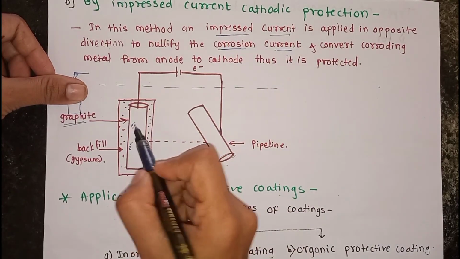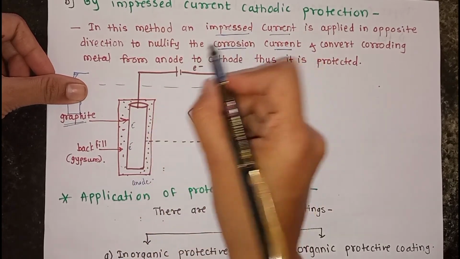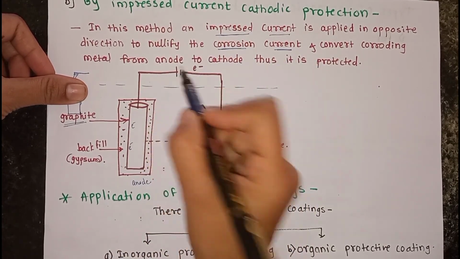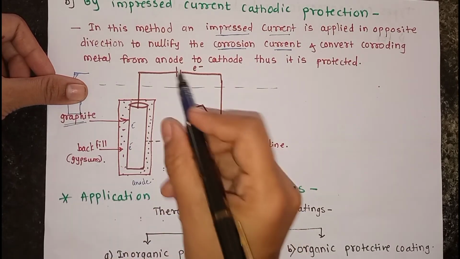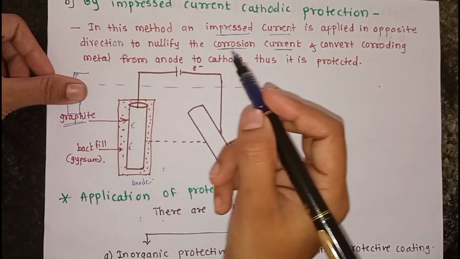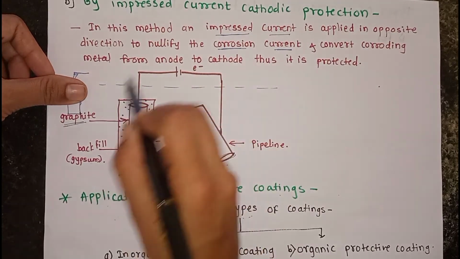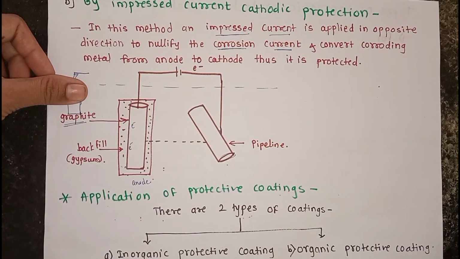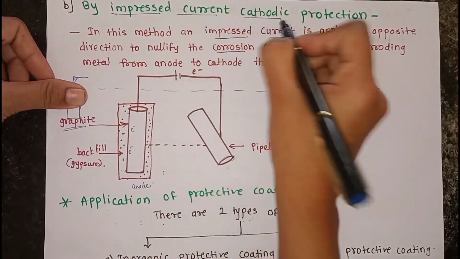But for the protection of this anode, we use the impressed current. This impressed current opposes the corrosion current, so that the current is nullified. That means the electron transfer cannot be carried out, and the corrosion of this anodic metal stops. That's why this method is called impressed current cathodic protection.